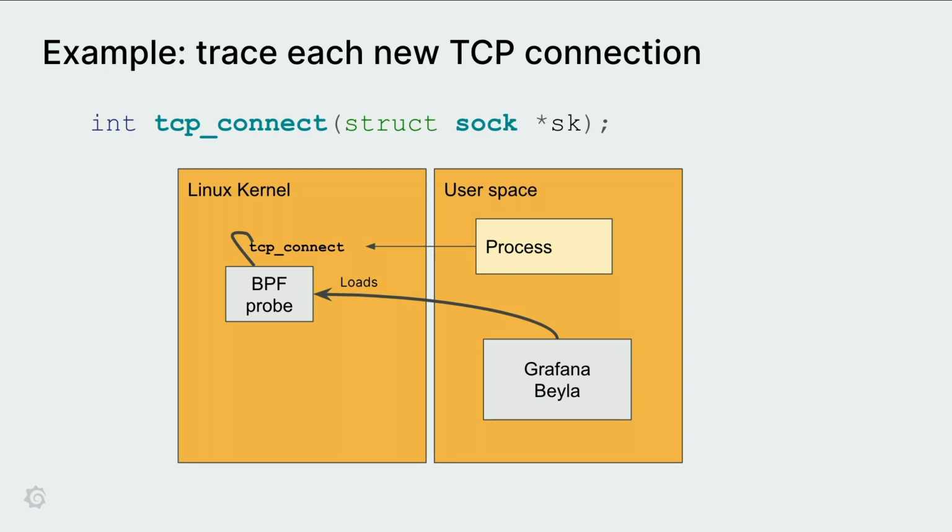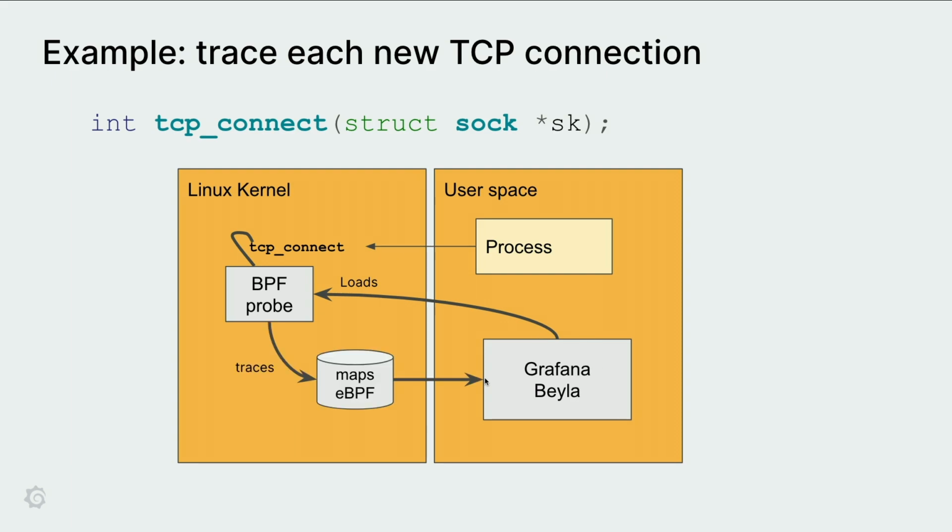When you load it, you say, okay, attach this to this given function call. So when the process connects as part of the TCP connect function, this BPF probe will be triggered, and you can collect some information there, for example, just the start time, and you need to communicate it back to the, in that case, the Grafana Beyla process.